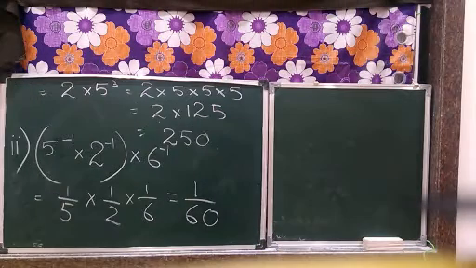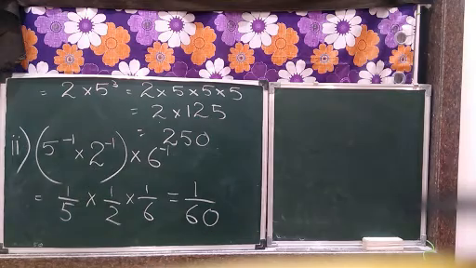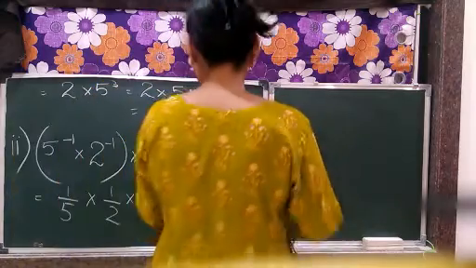Now we are going to start the third one. So the third one is, oh, there's no third one. Now we will start question number 5. Find the value of m.